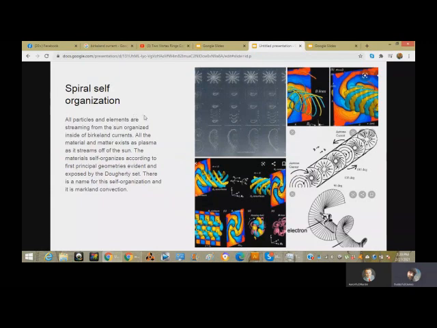So all particles and elements are streaming from the sun, organized inside Birkeland currents. All the material and matter exist as plasma as it streams off the sun. The materials self-organize according to first principle geometries evident and exposed in the Dougherty set. There is a name for this self-organization, and that's Markland Convection.